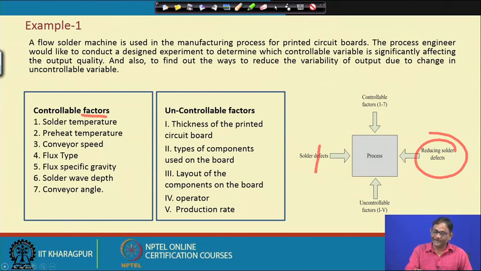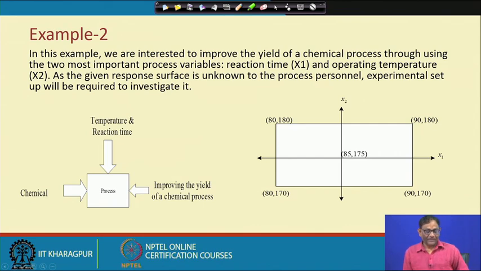My second example is, suppose consider a chemical process and you want to improve the yield of the chemical process, and it was found from the experts that the two important variables are reaction time and operating temperature. So, you want to conduct an experiment in such a manner that you will know how reaction time and operating temperature will affect the yield.